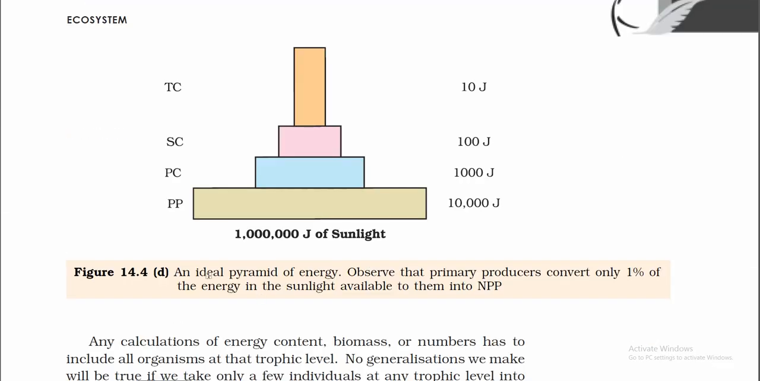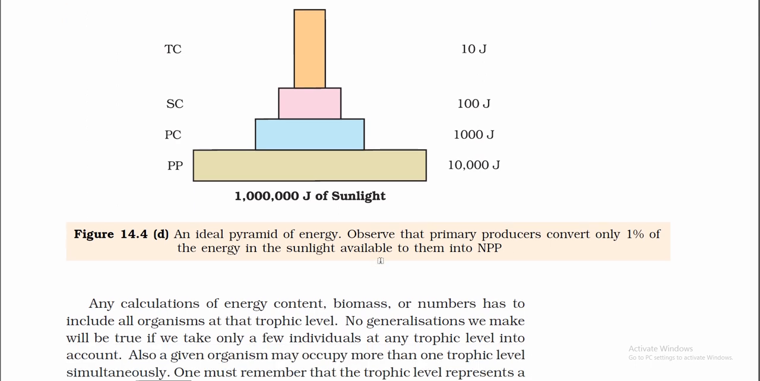An ideal pyramid of energy. Observe that primary producers convert only 1% of the energy in the sunlight available to them into net primary productivity. Here, see, 10 joule of sunlight. Now it is 10,000, only 1%, and afterwards 10% loss starts. So from sunlight to primary producer, it is 1%, of the energy in the sunlight available to them into net primary productivity.